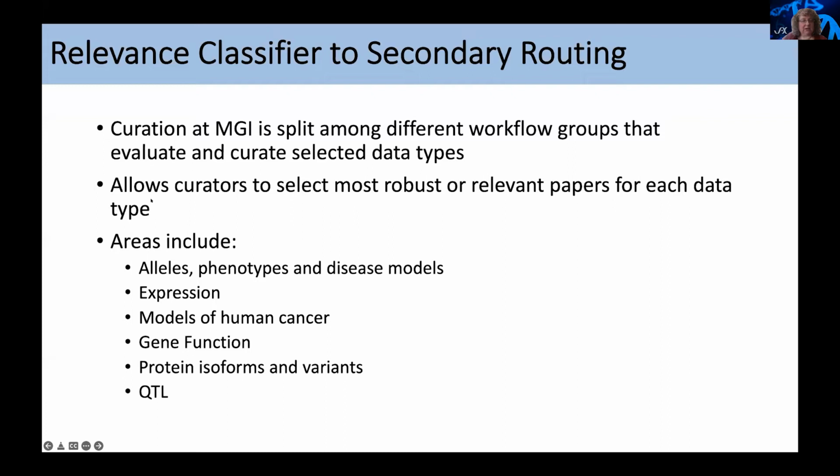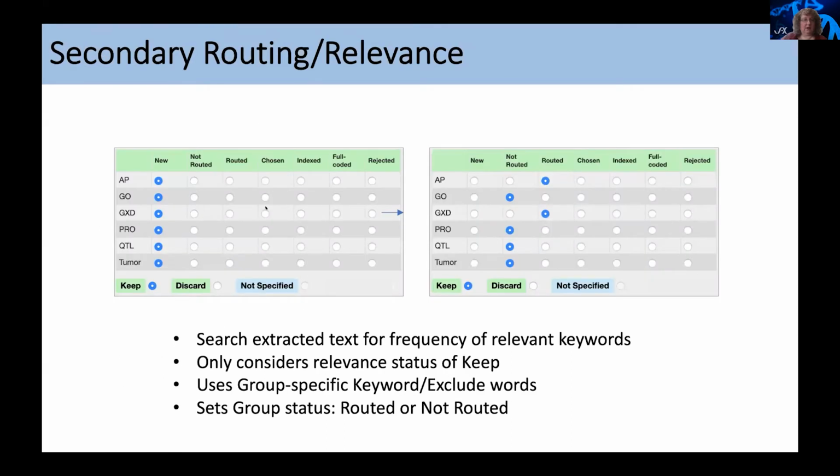Splitting the curation among these groups allows curators to select the most robust or relevant papers for each data type, given the amount and volume of papers that we deal with. And so we wanted to come up with a way of now taking the papers that were deemed relevant by our classifier and put those through a secondary routing process for each one of these curation areas.